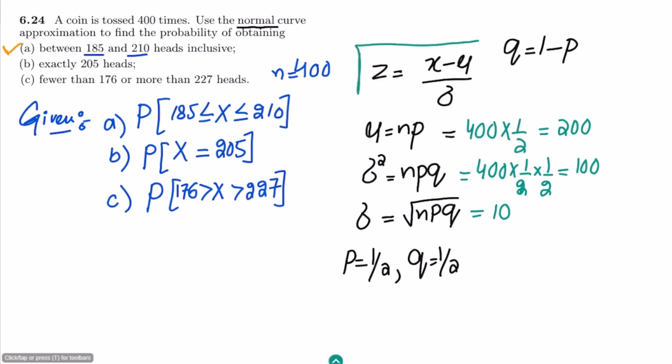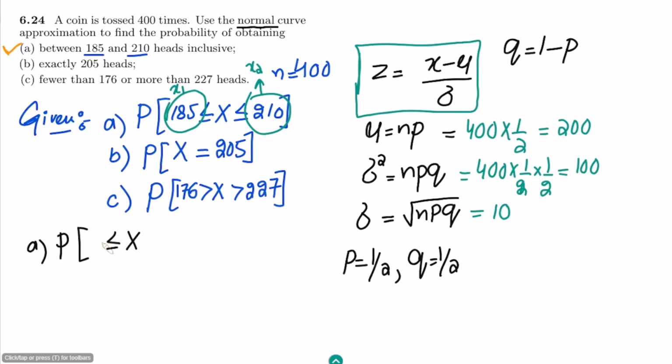So let me use this formula to find out the values for each of the X here. If I call it X1 and this one X2, here in part A we will have the probability that capital X is greater than or equal to X1 and less than or equal to X2. We will have to convert it into the probability that Z is greater than or equal to Z1 and less than or equal to Z2.